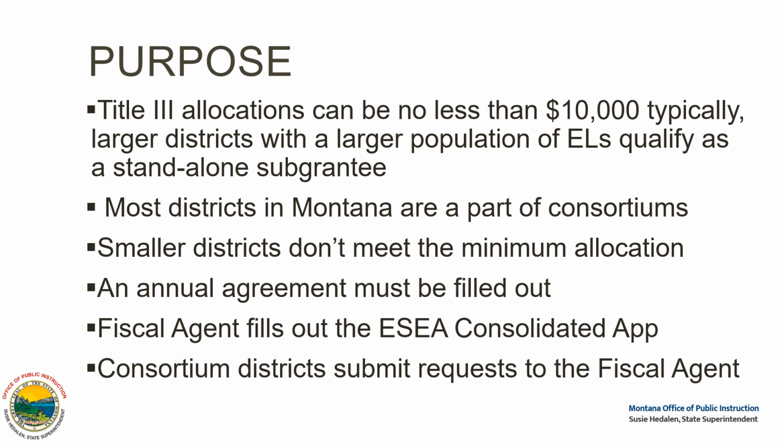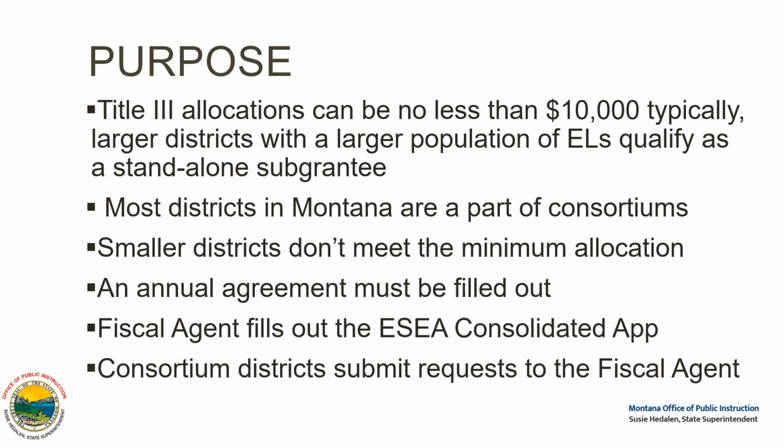Typically, larger districts with a larger population of English learners will be able to qualify as a standalone sub-grantee district. However, most districts in Montana are part of consortiums because you don't reach that $10,000 minimum. So we bundle groups of districts together to meet that $10,000 minimum allocation.